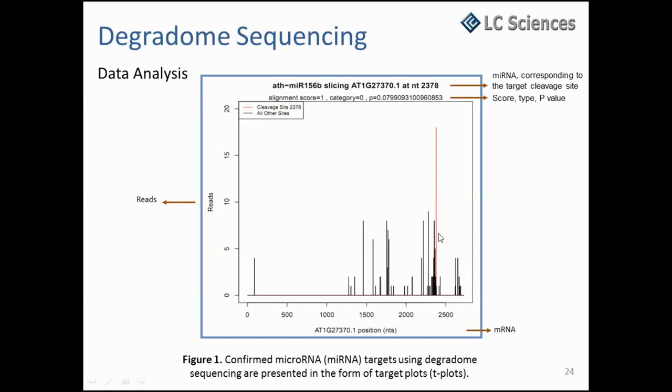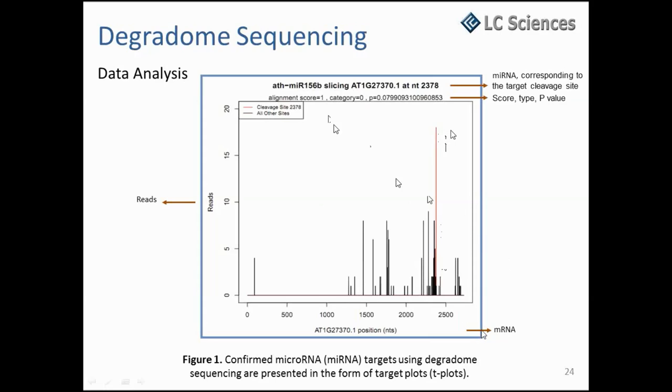And we identify this cleavage site and also show other cleavage sites on this messenger RNA. Maybe these are caused by unknown microRNAs or maybe by other mechanisms. But based on the known microRNA information, we identify the microRNA target on the messenger RNA, the exact position of the cleavage site of the microRNA miR156B on this messenger RNA.